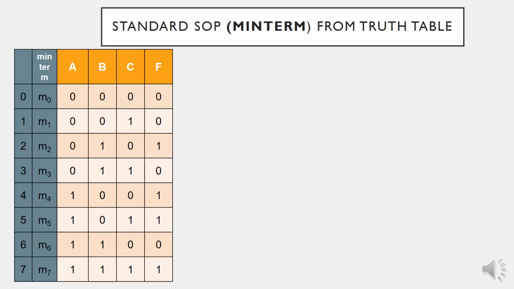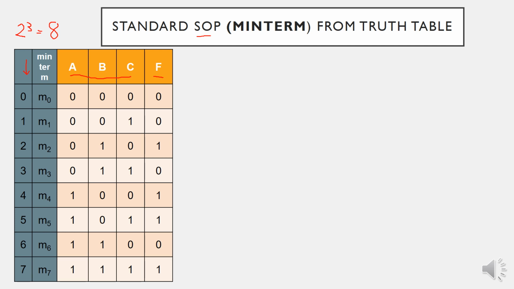Let's see how we can construct a standard sum of product, or we also call it minterm, from a truth table. Sorry, I forgot to mention that earlier. So we know that from the truth table, we have 3 inputs and 1 output, which means this truth table will count from 0 to 7, since 2 to the power of 3 is equal to 8. And this is the binary representation of the input combination.